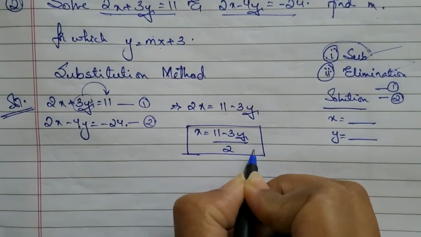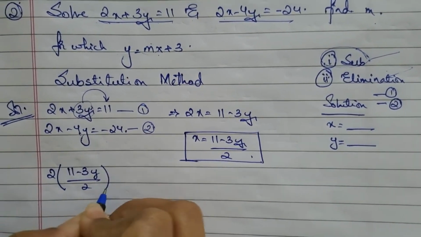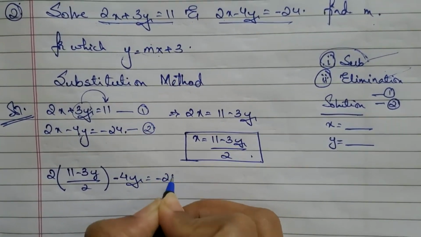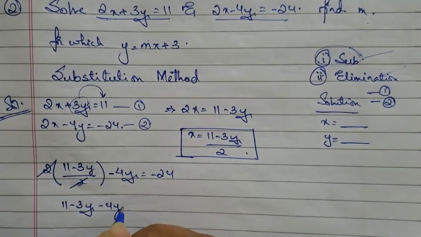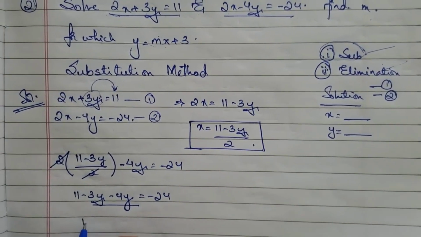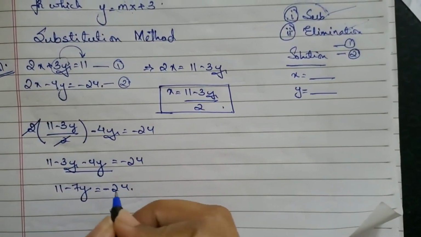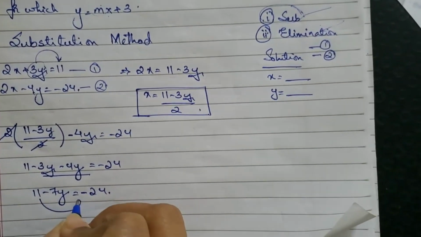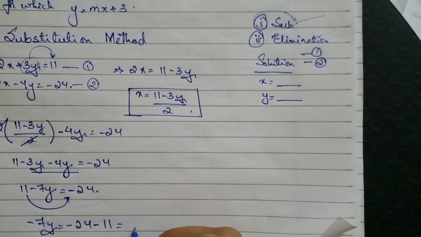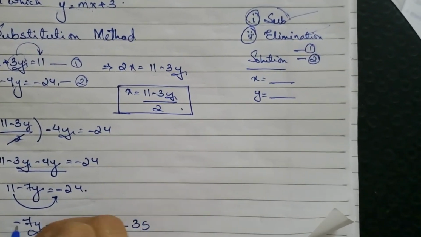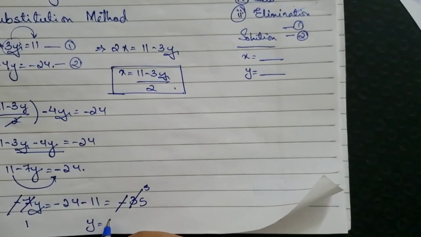This is my x. Now this will be substituted in the second equation. So 2 times (11 minus 3y) upon 2 minus 4y is equal to minus 24. This 2 gets cancelled. You are only left with 11 minus 3y minus 4y is equal to minus 24. This becomes 11 minus 7y is equal to minus 24. Now sending it towards the other side, minus 7y is equal to minus 24 minus 11, which is equal to minus 35. Negative gets cancelled. 7 times 5 is 35. So y is equal to 5 I'm getting in here.